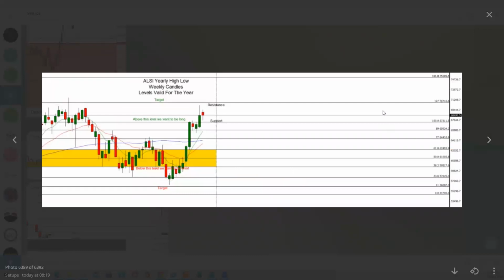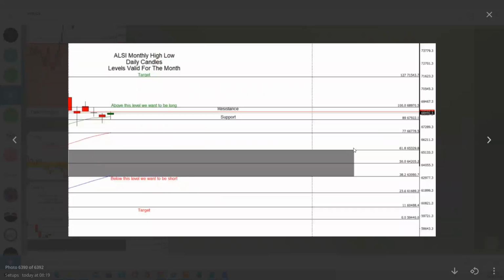On the Aussie yearly high low, currently between levels of 100 and 127 as support and resistance. If you look at moving averages, 8 is above 21, or green is above red. So we're still looking for that 127 target level.